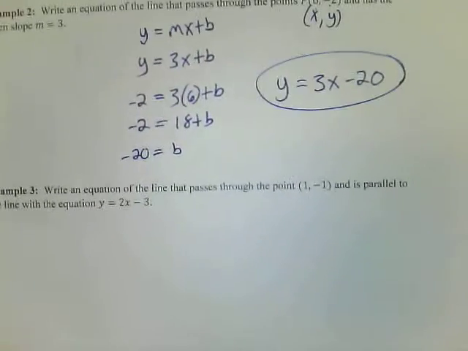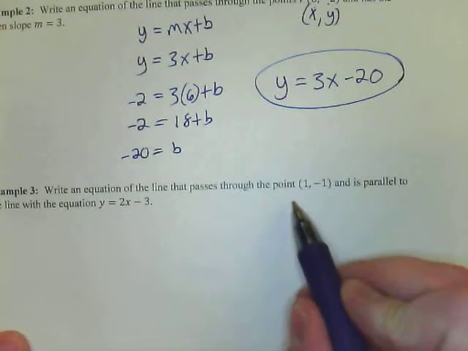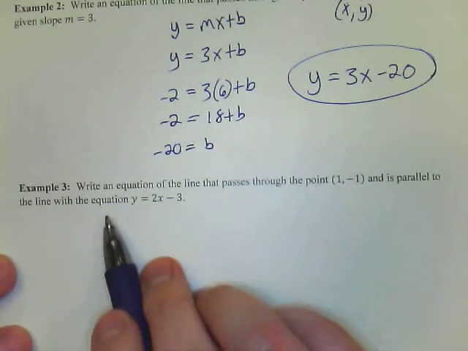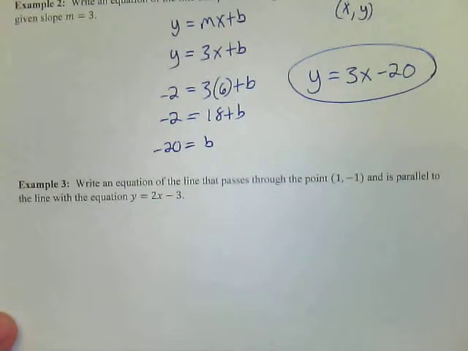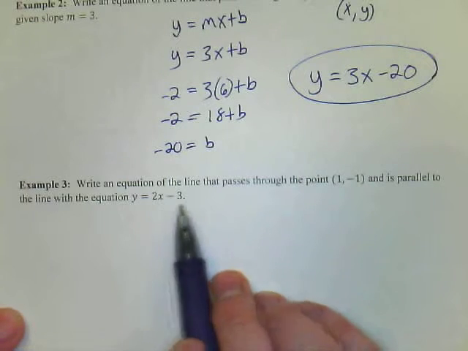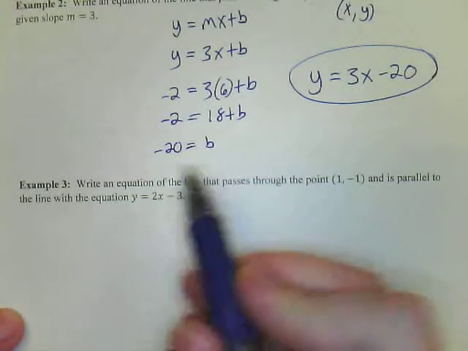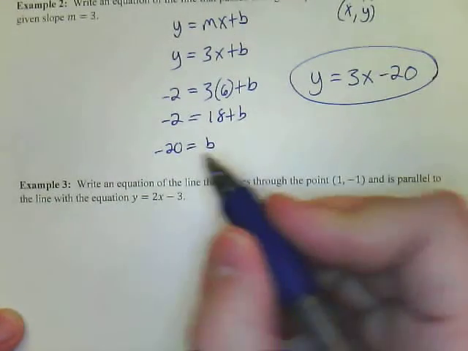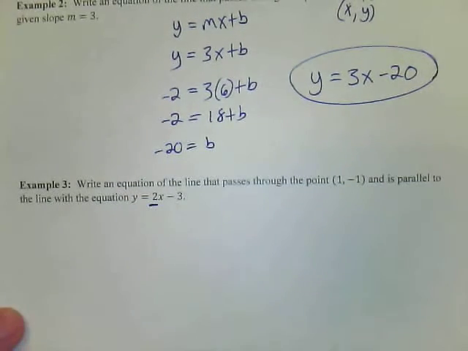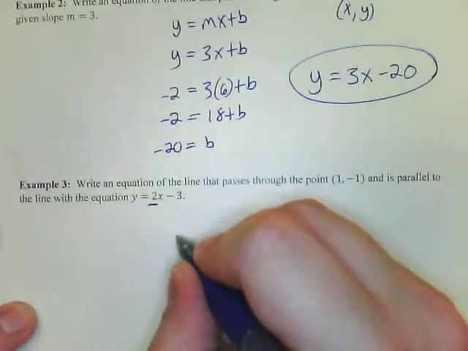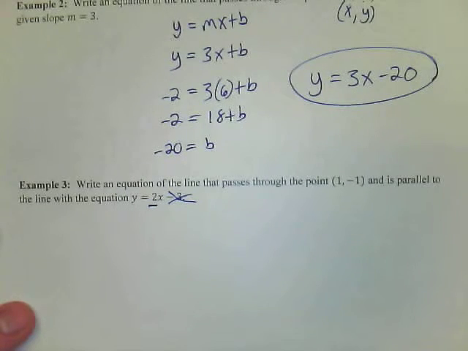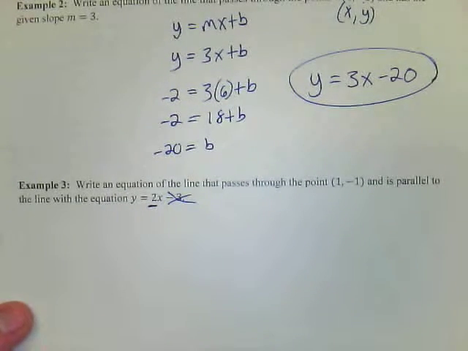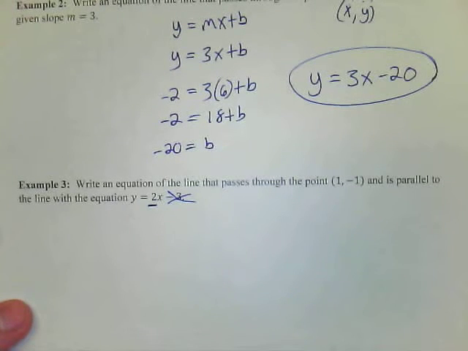Example 3. Write an equation of the line that passes through the point (1, negative 1) and is parallel to the line with the equation y equals 2x minus 3. So we want an equation that is parallel to this one and goes through this point. Well, the only thing that we need from this equation right here is the slope. So this 2 right here, that's it. We're just going to steal that slope and use it in our equation. So we actually don't need this negative 3 at all. That is completely irrelevant. It doesn't matter where the y-intercept is. All we care about is the slope, because we just want a line parallel to it. We don't care how far away it is. We just care that it's parallel.